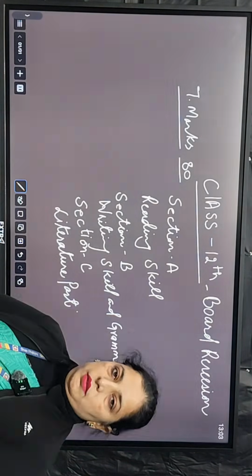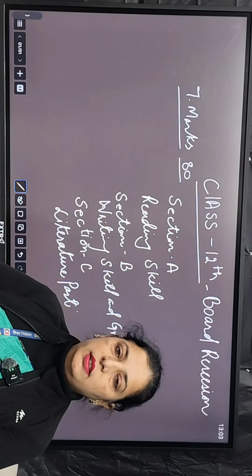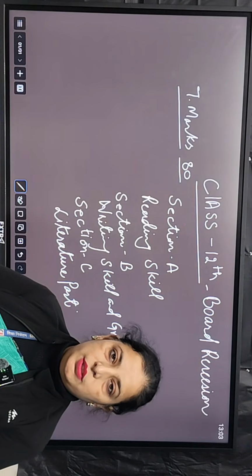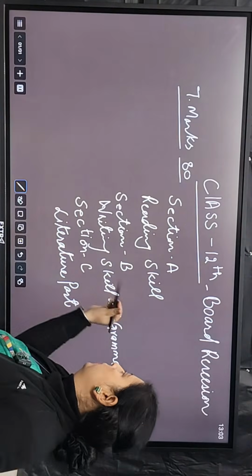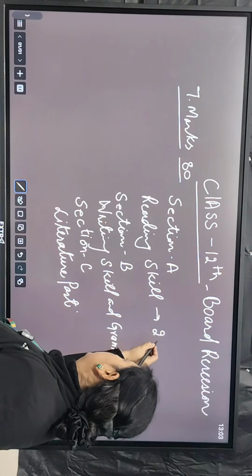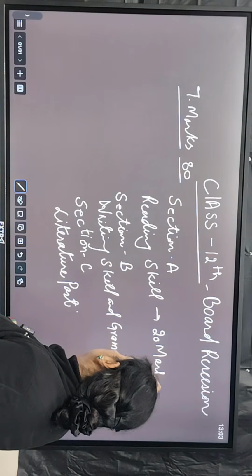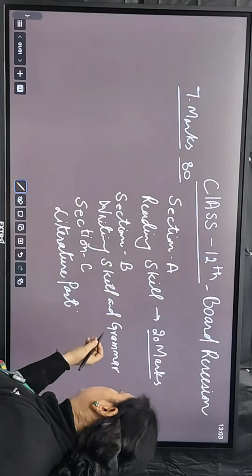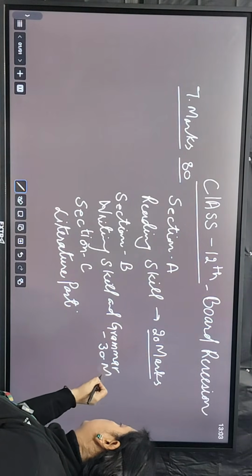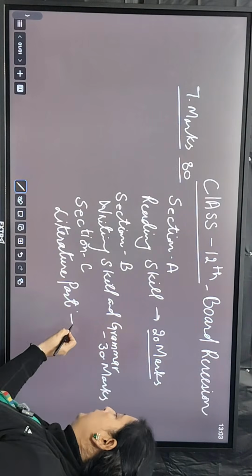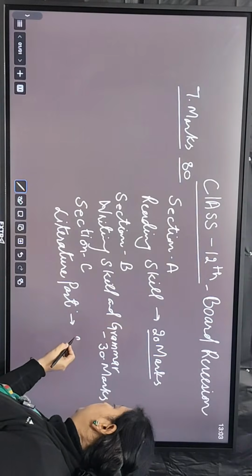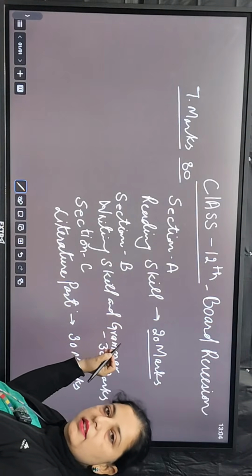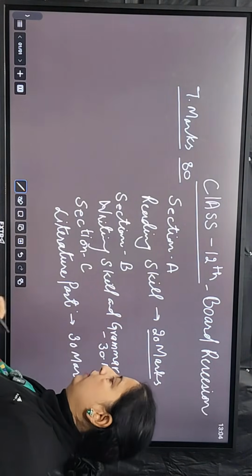First we will bifurcate the marks in these three sections, and then one by one we will discuss each and every question of the board pattern examination. Reading skill is of 20 marks. Then we have the writing skill and grammar part, which is again 30 marks. And then the literature part is again 30 marks. 30, 30 and 20, that is 80. Total we have 80 marks.